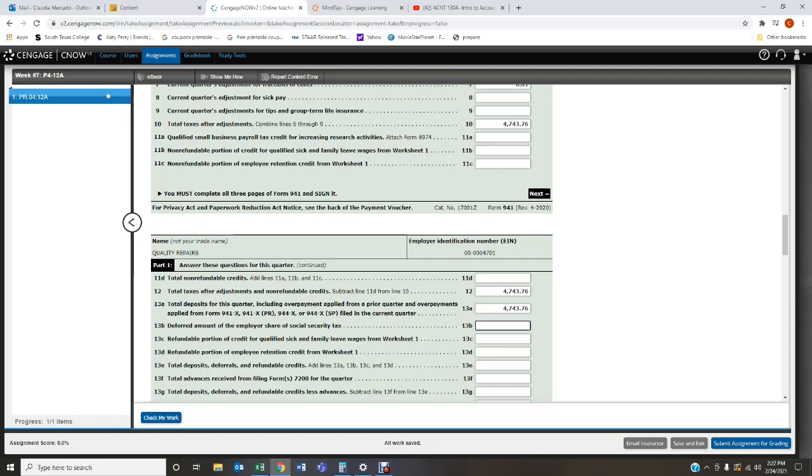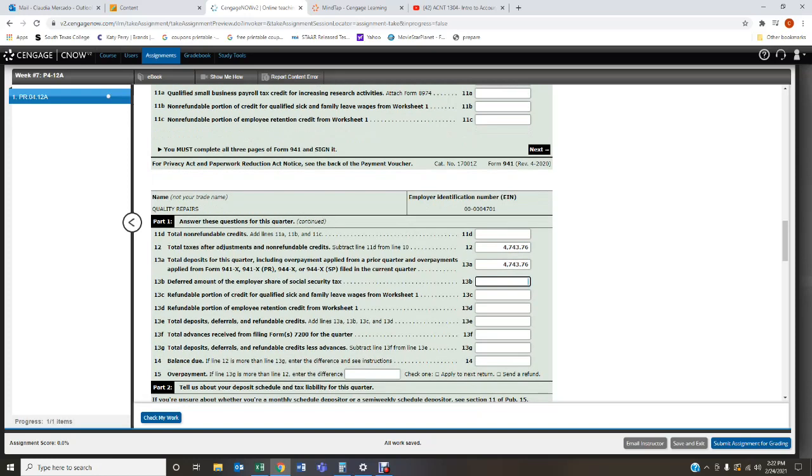Line 13B, deferred amount of employee share of Social Security. We didn't have any deferred. We didn't have any refundable portions. None of that did we have. So we're going to jump all the way down to 13E. It says total deposits, deferrals, and refundable credits.